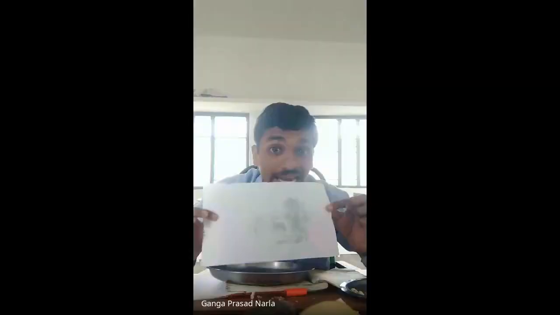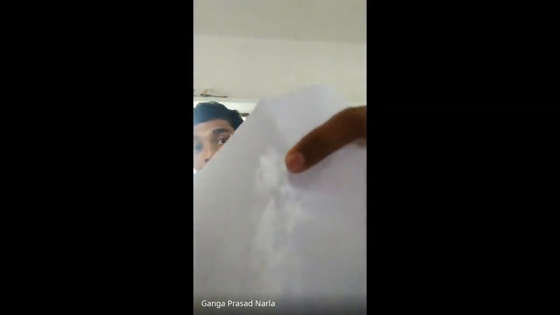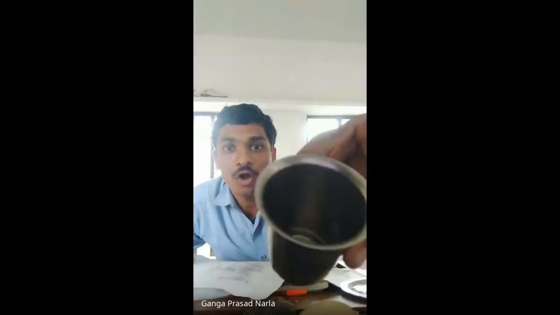So this indicates the food item contains fats. These oily patches indicate the food item contains fats. Okay. See here, children, I take oil, directly oil. Okay. This is the oil.